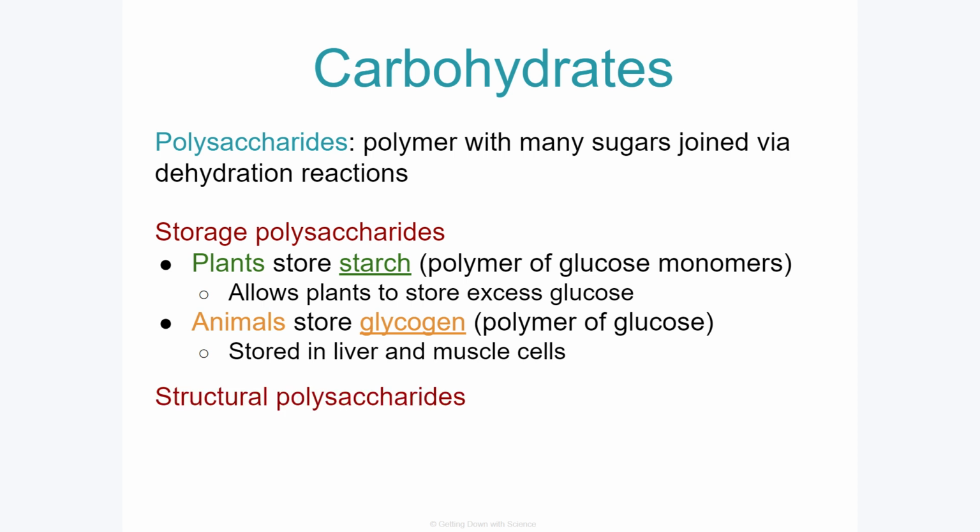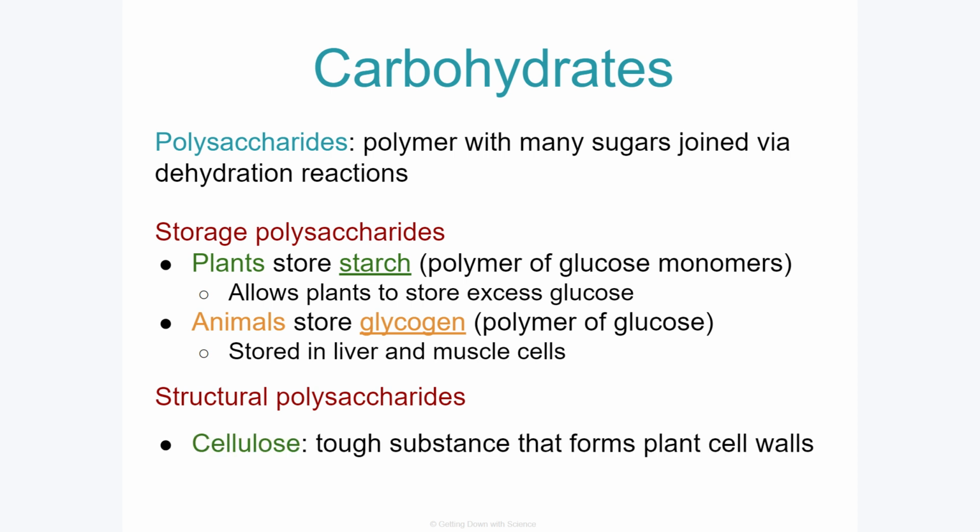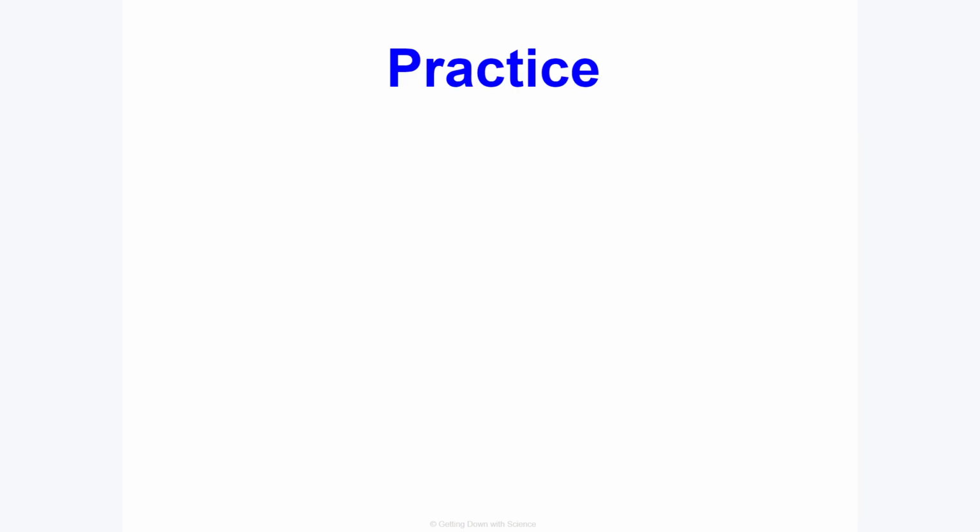We have structural polysaccharides, which we can see in plants as cellulose, which is a tough substance that forms that plant cell wall that helps keep that plant cell from shrinking or expanding too much. And we can also see it as chitin, which forms the exoskeleton of arthropods, or that hard outside shell. That crunch you hear when you step on a cockroach is that chitinous shell.